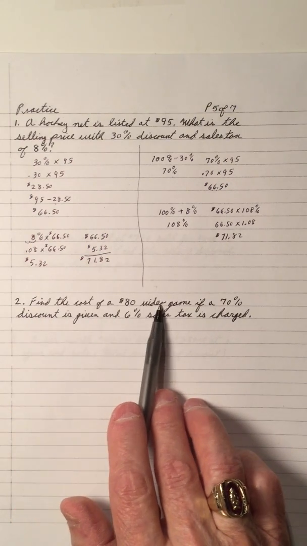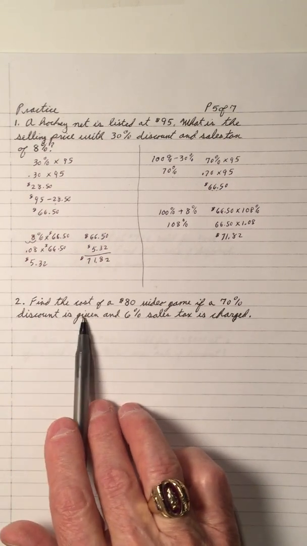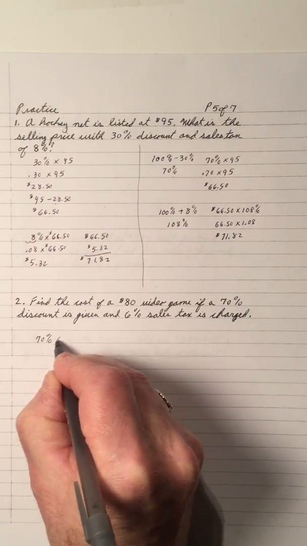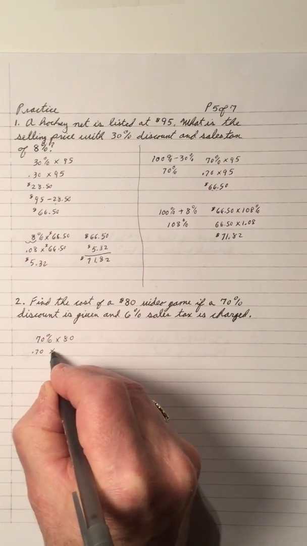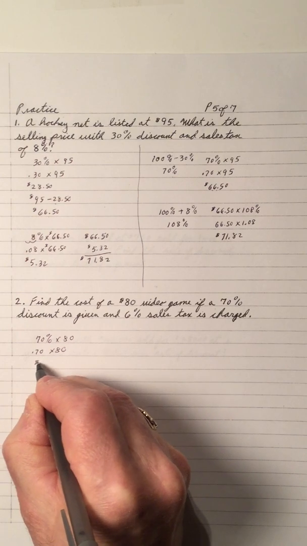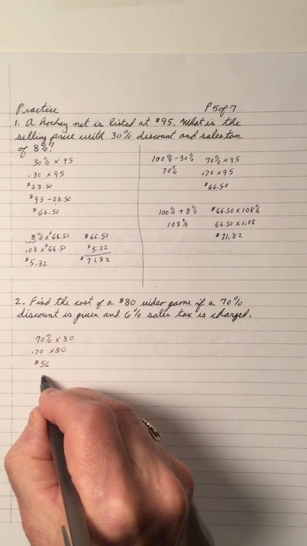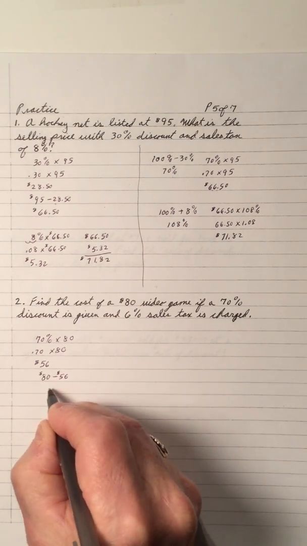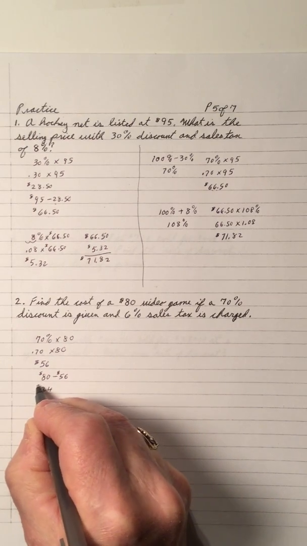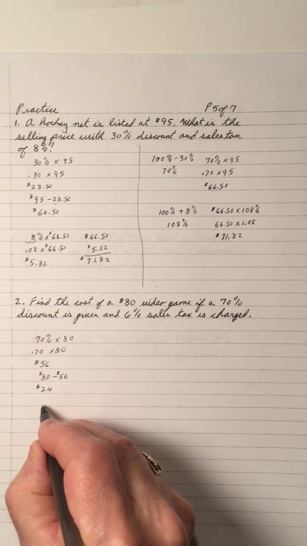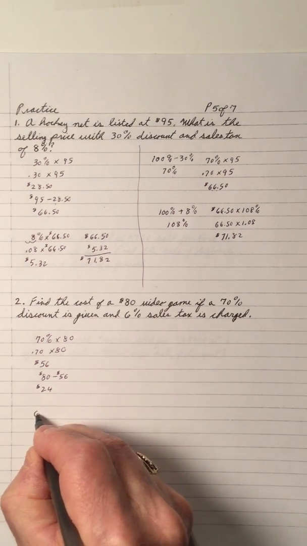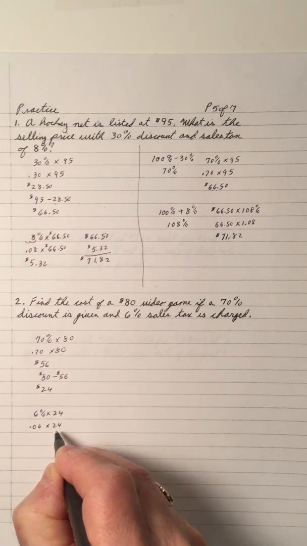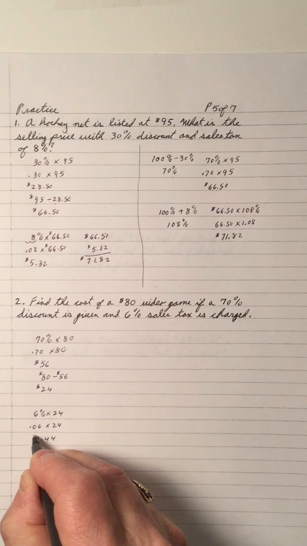Find the cost of an $80 video game with a 70% discount given and 6% sales tax. So 70% times $80, decimal 0.70 times $80, that gives us $56 discount. So that means you're paying $80, subtract the discount, and you get $24. So the sales tax is 6%, 6% times the $24, decimal 0.06 times the 24, so you're going to pay $1.44 sales tax.